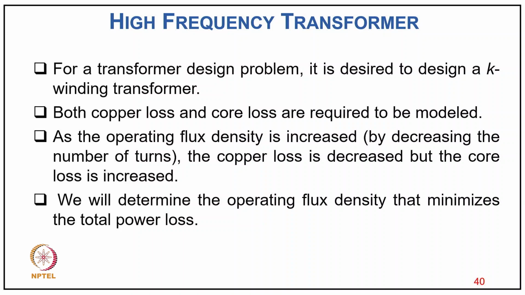Both copper loss and core loss are required to be modeled. As the operating flux density is increased by decreasing the number of turns, the copper loss is decreased, but the core loss is increased. Of course, we determine the operating flux density that minimizes the total power loss.